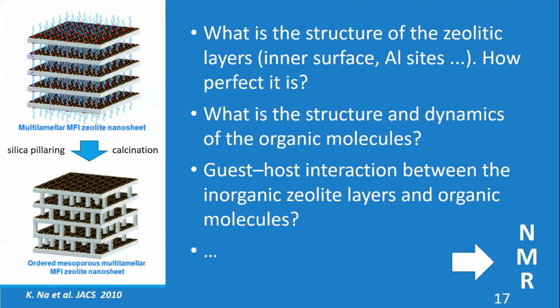So I will start with the studies of 2D zeolites with two pillars: structure, morphology, and composition. As I told, we need to understand first to test that we really have the materials that we want to study. And the main questions are: what is the structure of the zeolitic layers, inner surface, aluminum sites, how perfect it is, what is the structure and dynamics of the organic molecules, and of course the host-guest interaction between the inorganic zeolite layers and organic molecules or other molecules like water. And to respond to these questions, we use nuclear magnetic resonance.